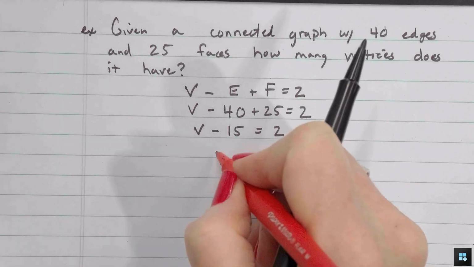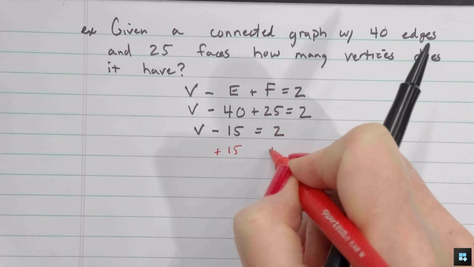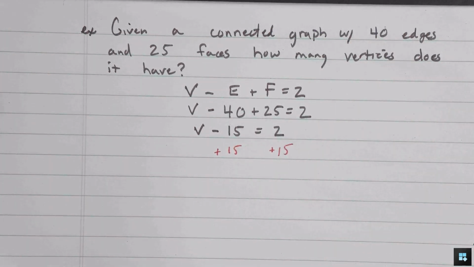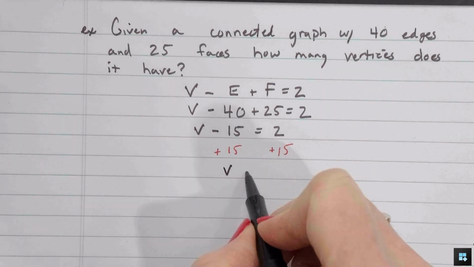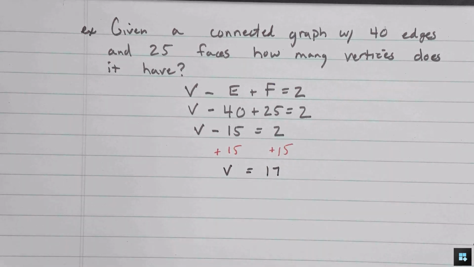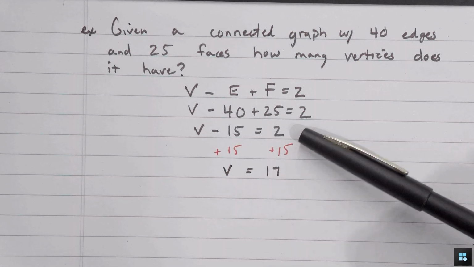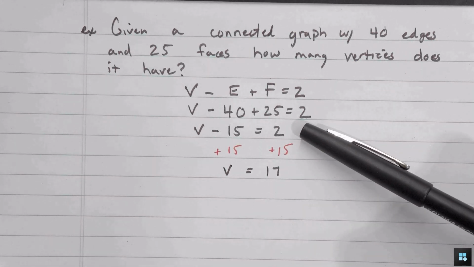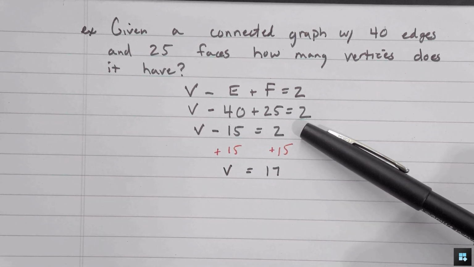So on this one we had edges and faces, which we added up, and then that left a negative 15, so we add positive 15 to both sides of the equation, and that gives us 17. Or again, this is the algebra approach. You can think, well, what do I take 15 from and get 2? Well, I take 15 from 17 to get 2.